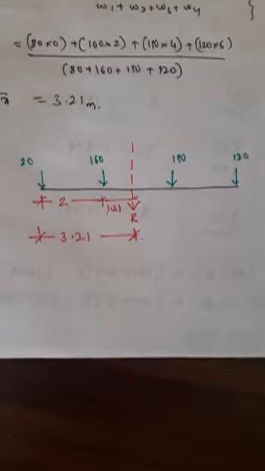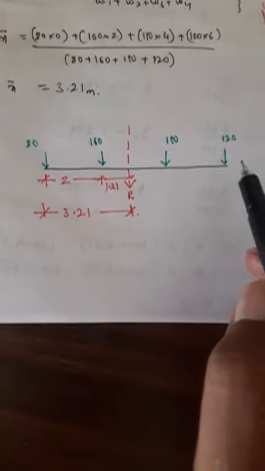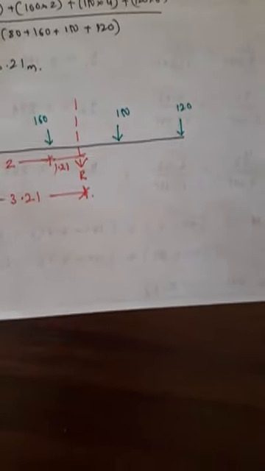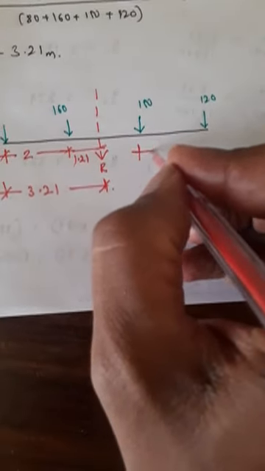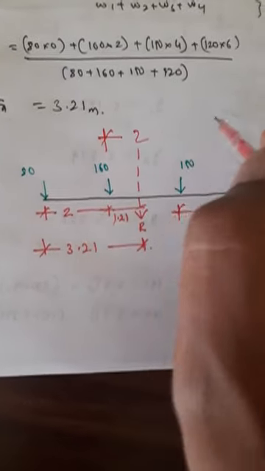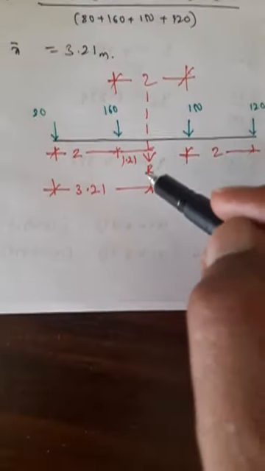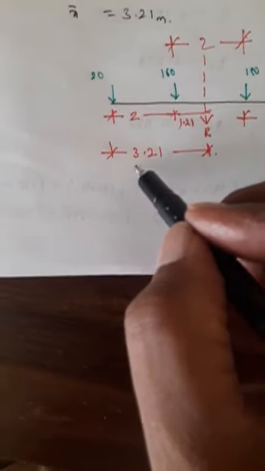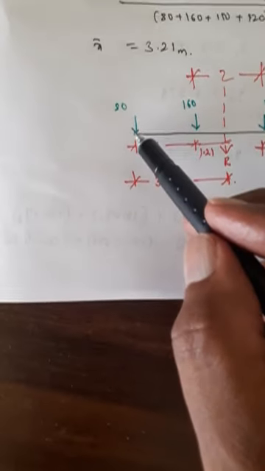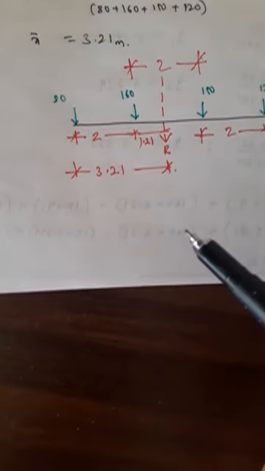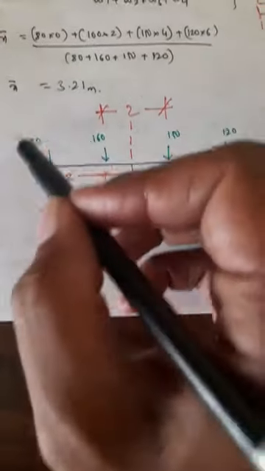Now draw a diagram. Show these loads. Show resultant R, and again these distances are 2 meters. This is also 2. And this distance is also 2. Show resultant R. So resultant R is at distance 3.21 meters from this reference plane. This is 2, so this remaining is 1.21 meters. So this is the arrangement.